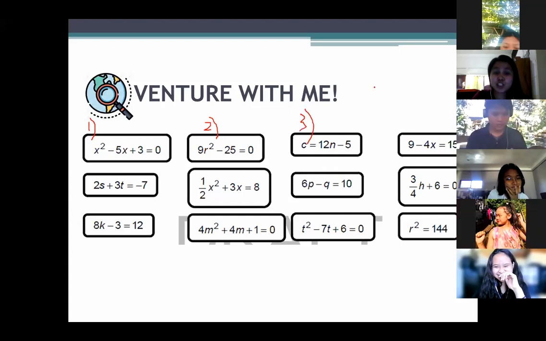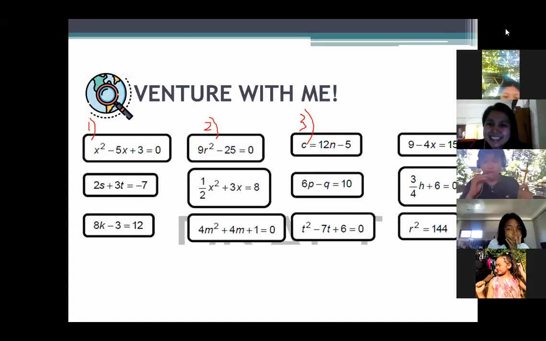C equals 12n minus 5. Smiley or heart? Ready? 5, 4, 3. Yes, AP. I have a question though. How do I answer this one? How can I know what's the answer? I don't know how to.